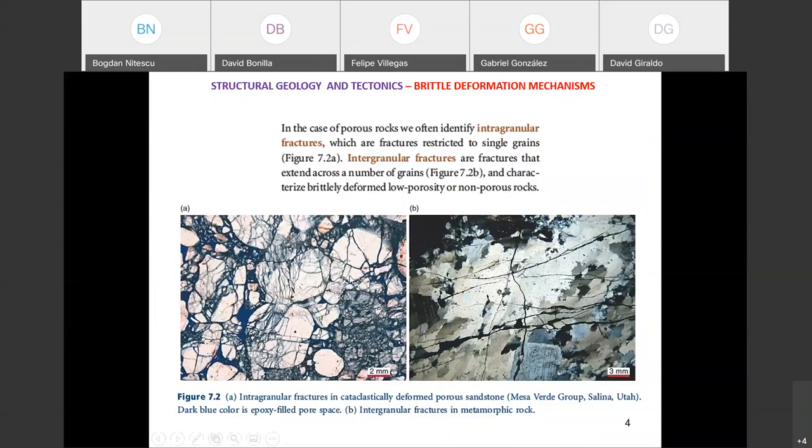Teacher, may I ask you a question? David. Yes. To ease our understanding between these two, is there a strategy for us to look in the microscope to understand the difference, like the continuity of fractures between grains or something like that?